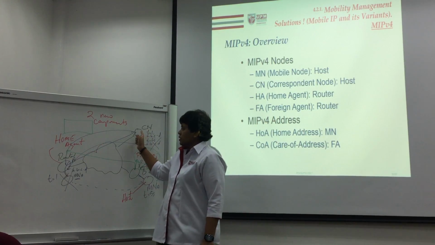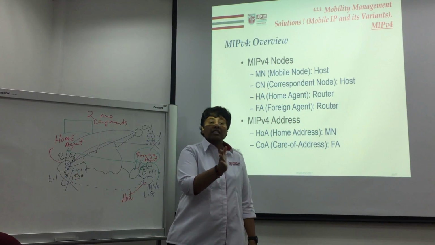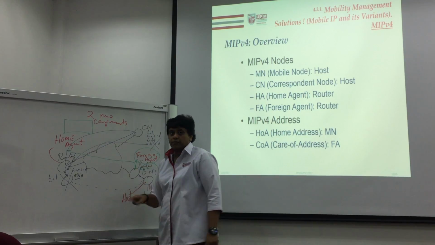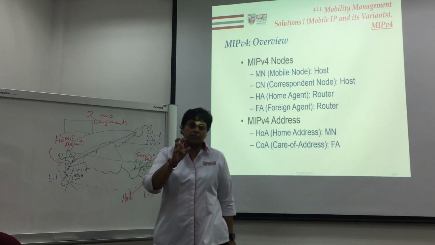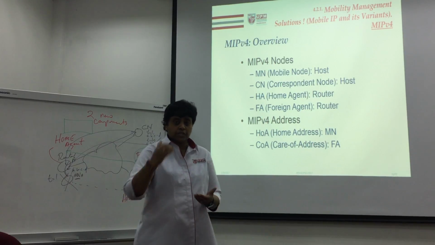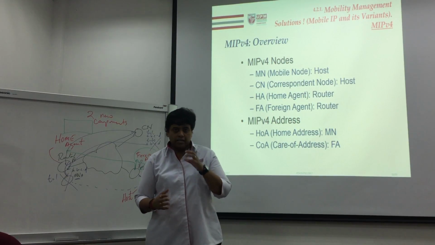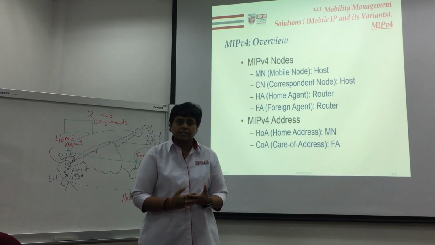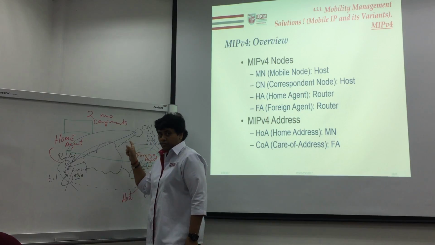So when the corresponding node sends the information to the home agent, it will redirect that message to the foreign agent, which will actually send the message to mobile node A. Therefore, this protects the corresponding node from getting involved in a complicated situation of being constantly updated. That means every time mobile node A moves, it informs the corresponding node on its own.